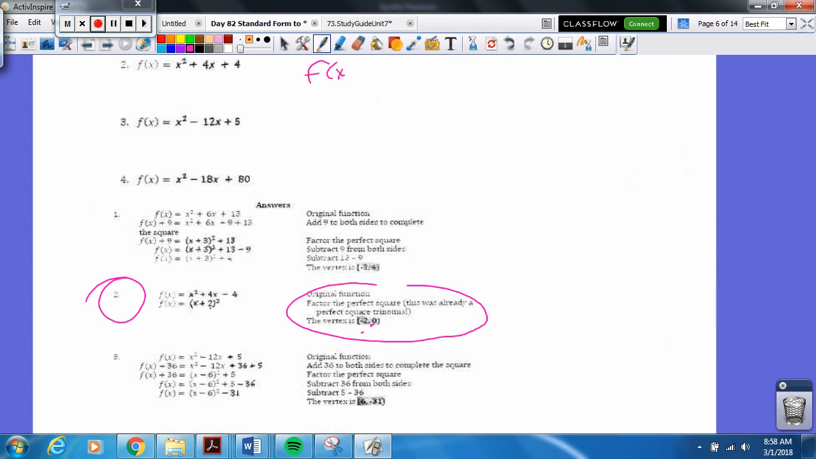F of x, this is standard form, x squared plus 4x plus 4. Now I'm going to convert this into vertex form. First thing, subtract 4. Get that c out of there, because I'm going to get a new c. Minus 4 equals x squared plus 4x, space right there. What goes in this space?